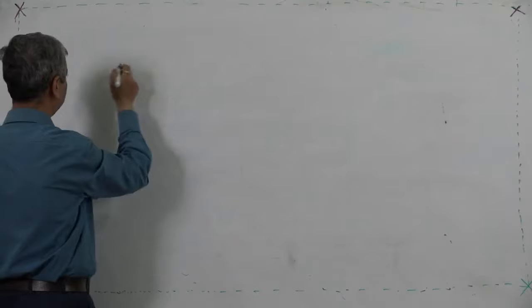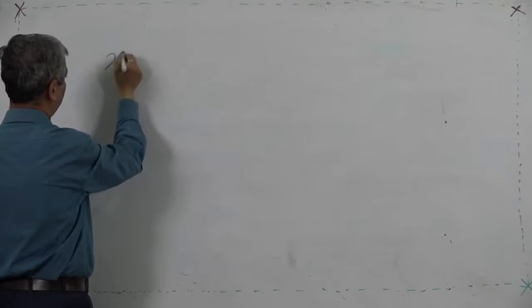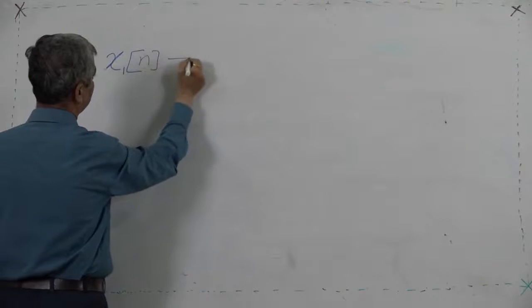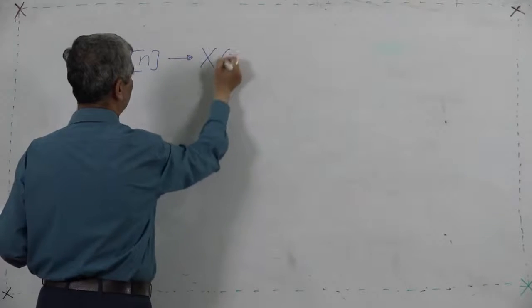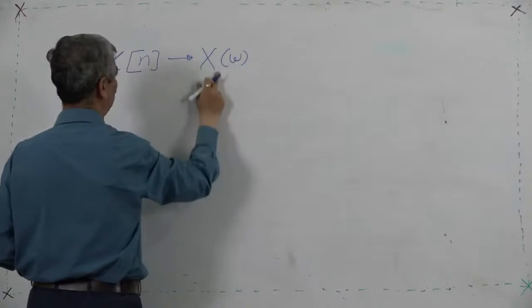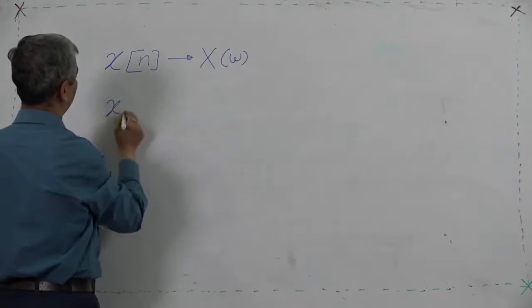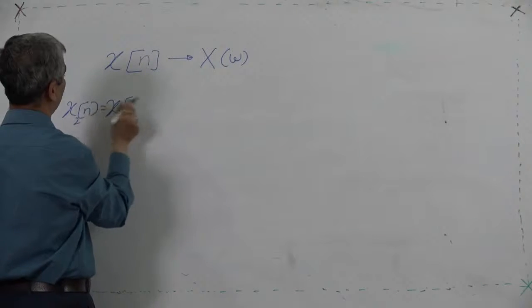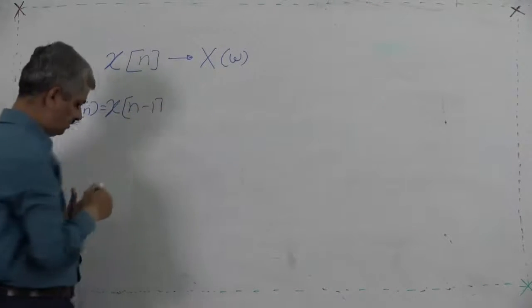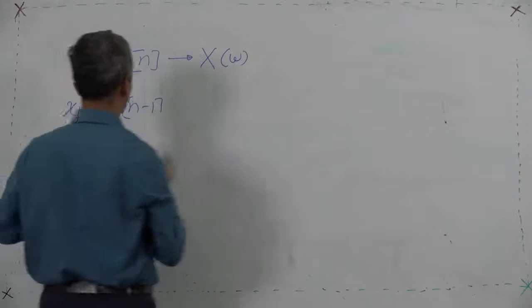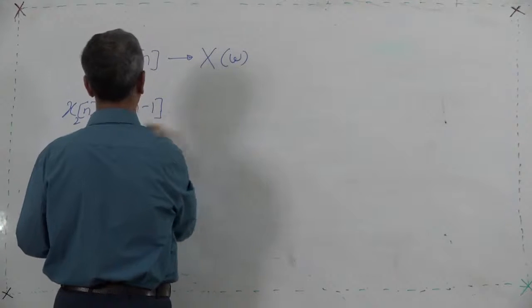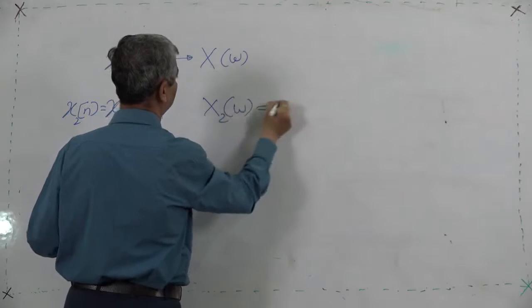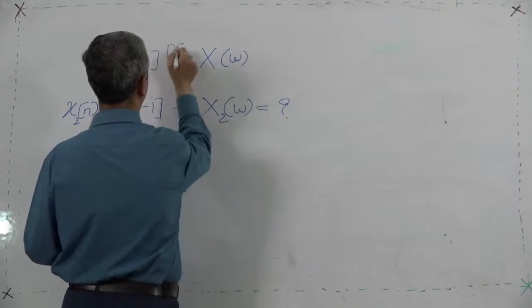So, if x1[n] is transformed into X1(omega), and let x2[n] be equal to x[n minus 1]. In that case, the question is, what is X2(omega), the DTFT?